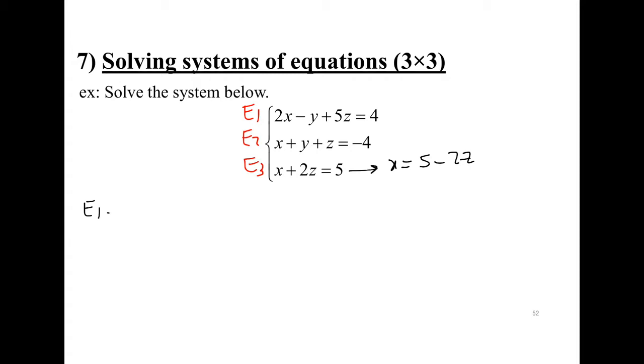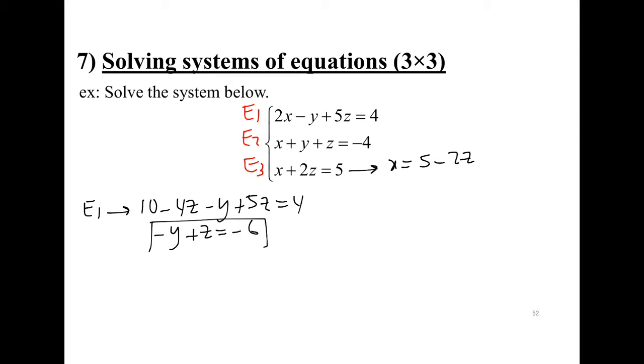So for E1, I replace x by its expression. First multiply x by 2, I get 10 minus 4z minus y plus 5z equals 4. Then simplifying this, we end up with negative y plus z equals negative 6.